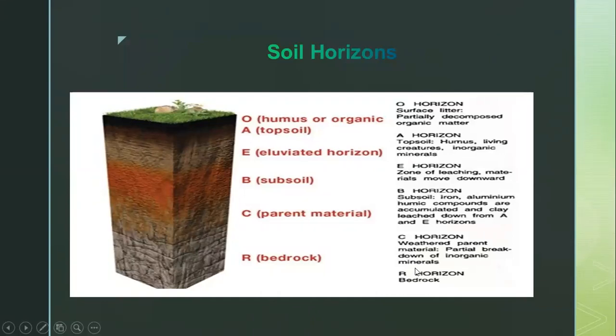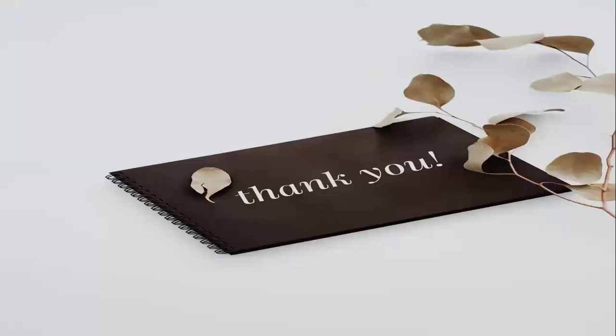And the last zone, that is R, is only the bedrock. So basically, guys, I discussed the soil profile. We've seen the meaning of the soil profile, that is the arrangement of the various layers from the surface to the bedrock. Then we've seen the various characteristics of this soil profile. Then we've later discussed the various horizons or layers that are within the soil. Thank you.